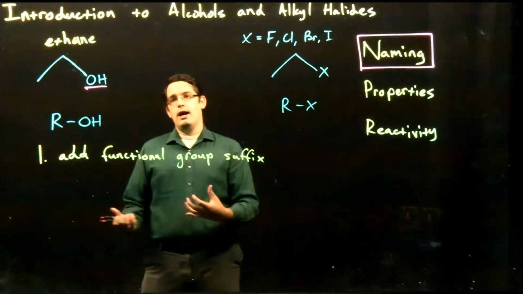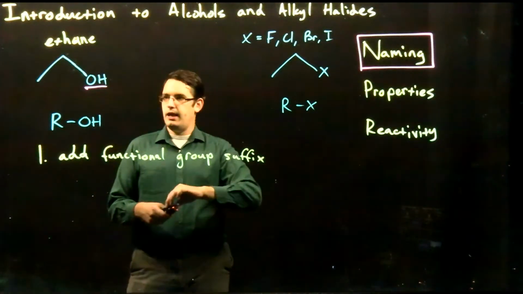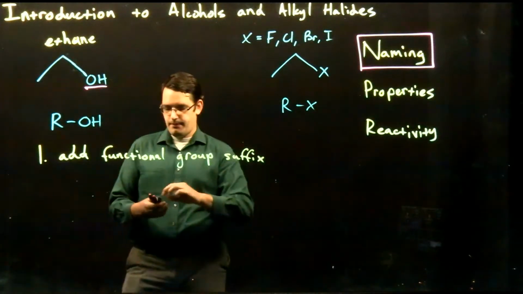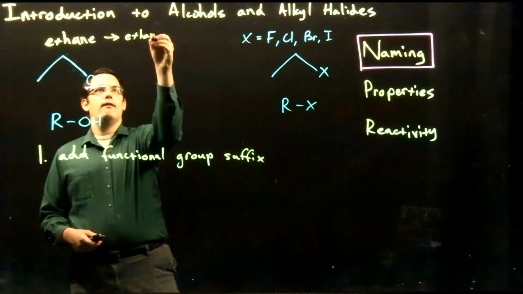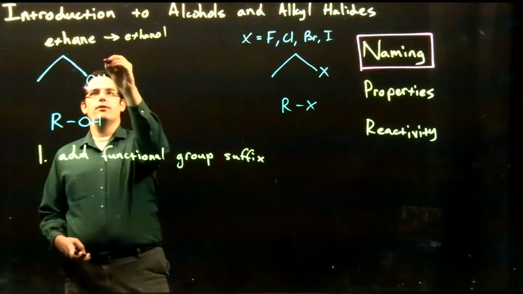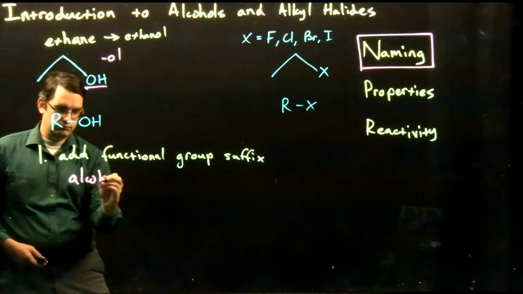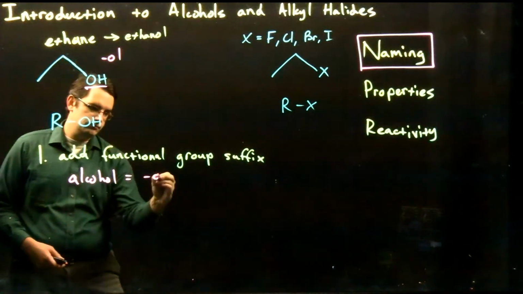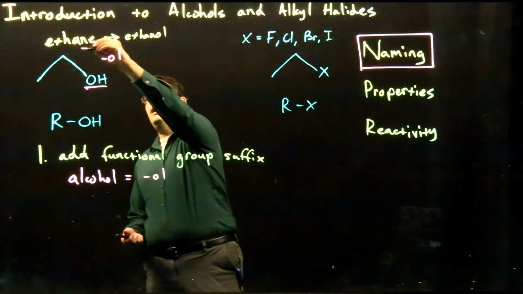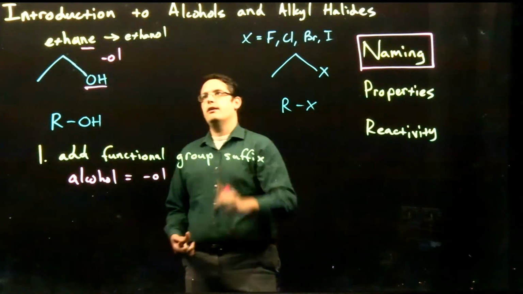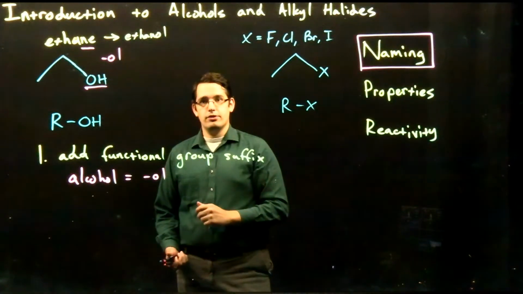So instead of saying ethane, we're going to end it with OL to indicate that we have an alcohol. So this becomes ethanol when we add that OL from our alcohol. We're simply replacing that NE ending with our OL ending to indicate the presence of this alcohol functional group.